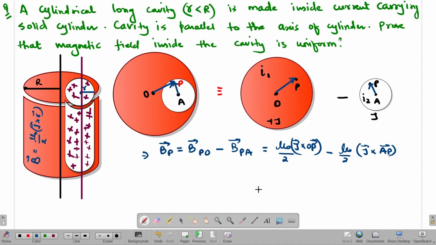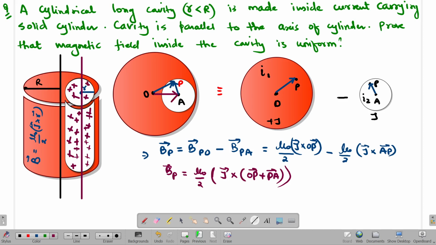Then what can we write as the equation? Can we write that B at P is mu naught by 2? I can take J vector common, J vector cross OP vector minus AP vector. So I can write it as plus PA vector. But what is PA vector? OP vector plus PA vector.